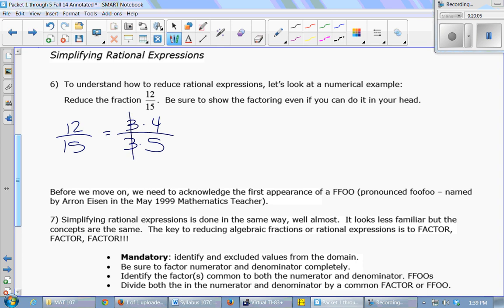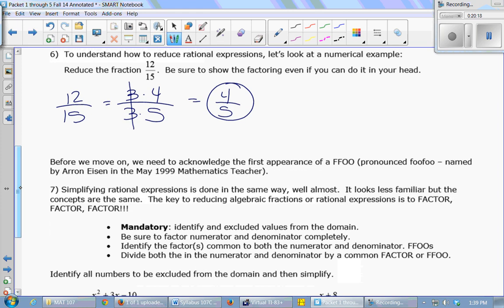The 3's cancel because 3 over 3 is 1. And you're left with 4/5. Everybody's okay with that? All right. So before moving on, this part where I did the 3 over 3 and called that 1, we call that a foo-foo, a fancy form of 1. 3 over 3 is a fancy form of 1, or a foo-foo.